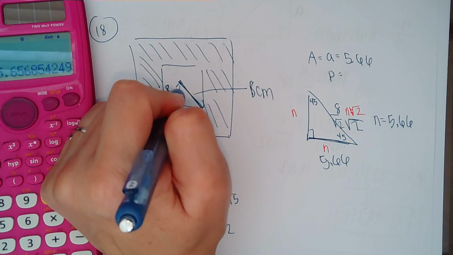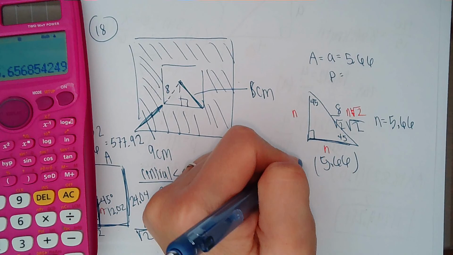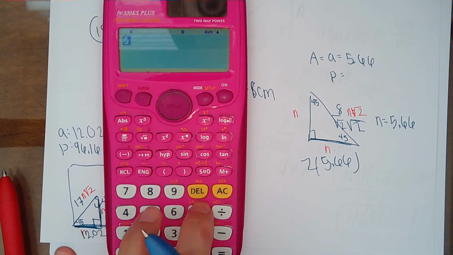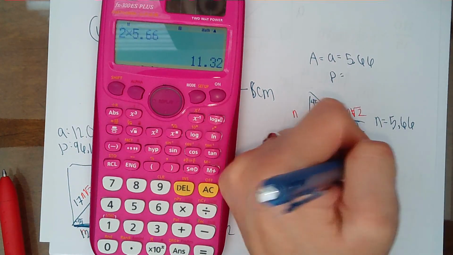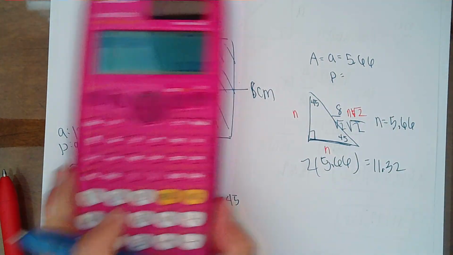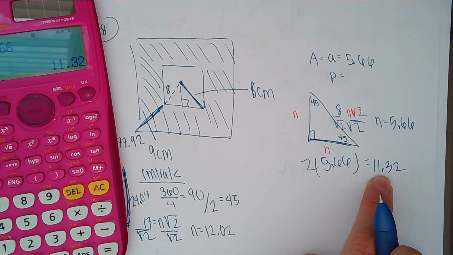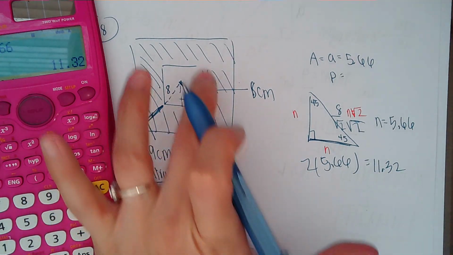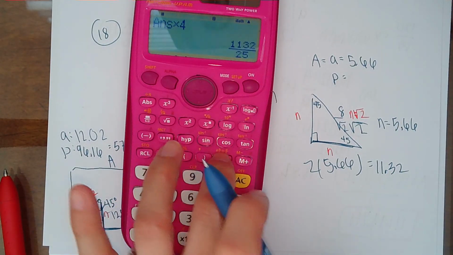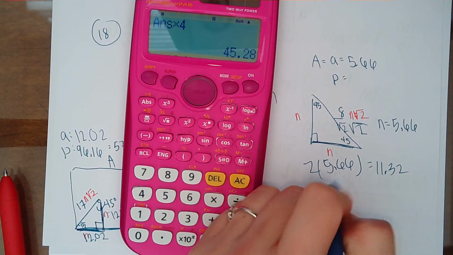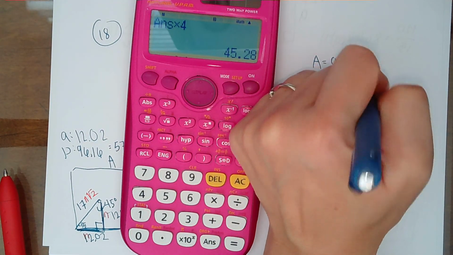Because we came down and we went like that for the apothem. So I'm going to multiply that by 2. 2 times 5.66. And I will end up with 11.32. So now for the smaller side, I know that that side length is 11.32. I'm going to take that 11.32 and multiply it by 4 because there's 4 sides. And I will end up with a perimeter equaling 45.28.